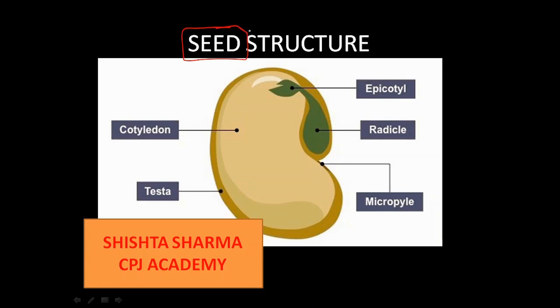In today's lecture, we are going to discuss the seed structure. I think you are all aware of what a seed actually is. What exactly is a seed? It's basically a fertilized ovule, or you can say the development that we get from the fertilized ovule is the seed. While if I am talking about the fruit, that is the ovary. A ripened ovary is a fruit, while a ripened ovule is a seed. Now let's come to the seed structure.